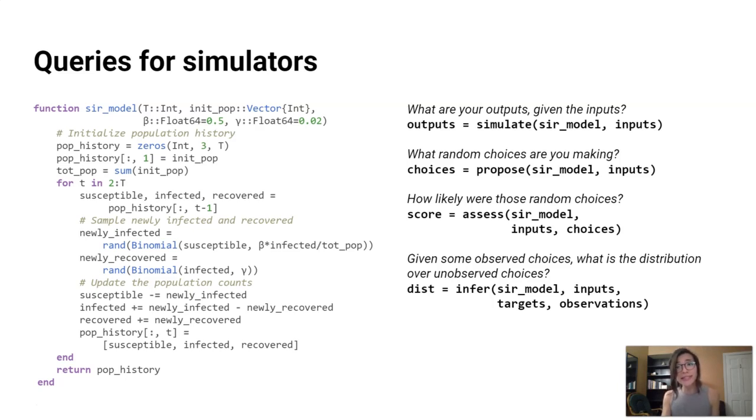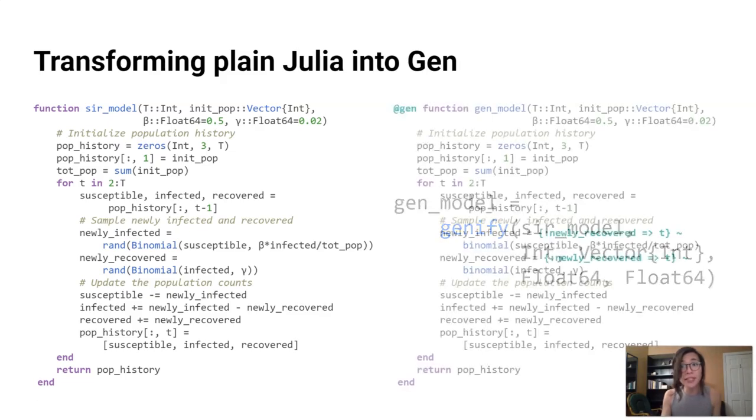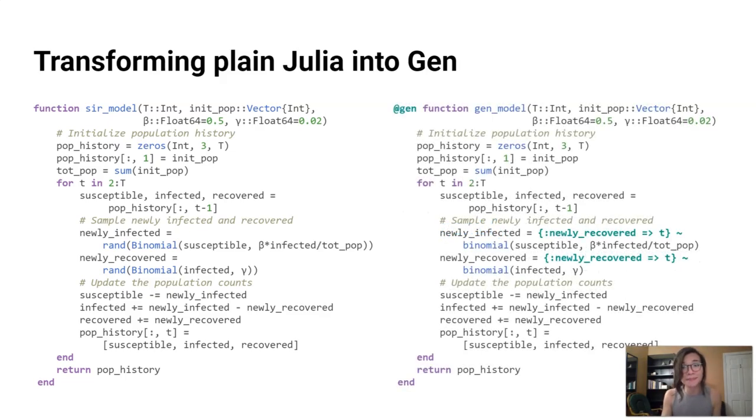Typically, in order to perform these kinds of queries, you would have to rewrite your model using a probabilistic programming library in Julia. But what if you didn't have to? What if you could perform these queries in the original code itself? Well, Genify does exactly that. With just one extra line of code, Genify transforms a method defined in plain Julia into a generative function controllable by the Gen probabilistic programming system, equivalent to the code shown on the right here.